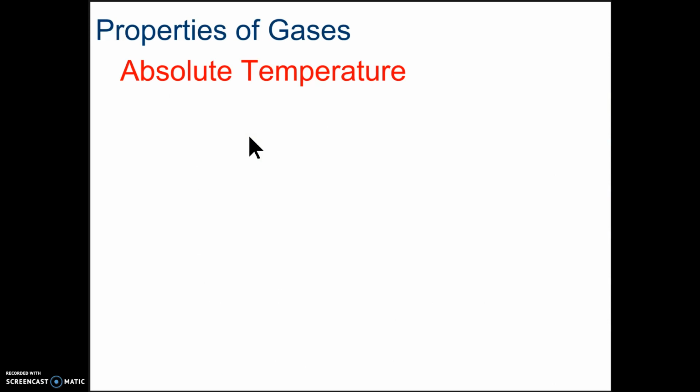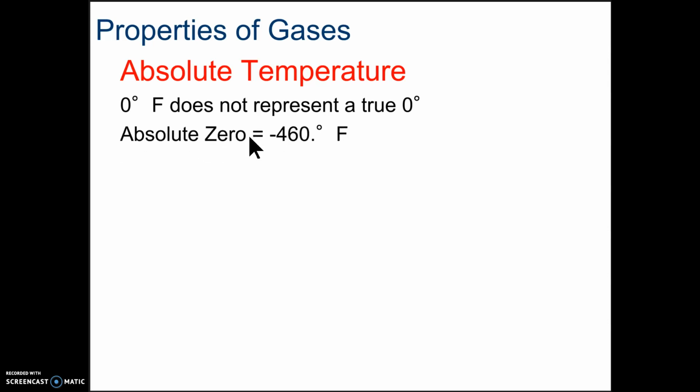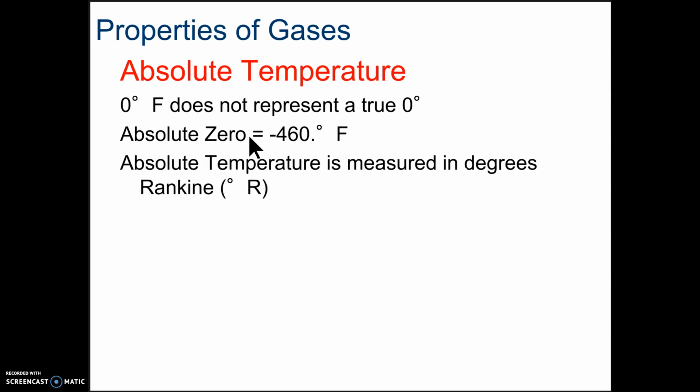Moving on, let's talk about temperature. Absolute temperature: 0 degrees Fahrenheit does not actually represent true zero. True zero represents the lack of molecular movement. Molecular movement increases as temperature increases. For those that have taken chemistry, we know that, right? As we heat up molecules, they start to bounce around and move faster. Absolute zero is actually negative 460 degrees Fahrenheit.